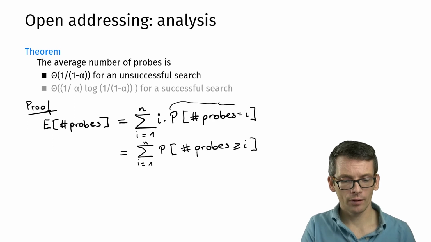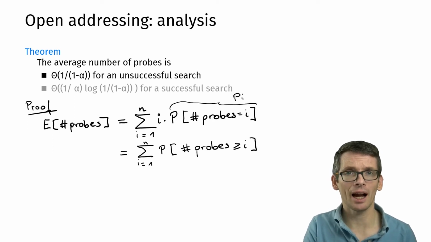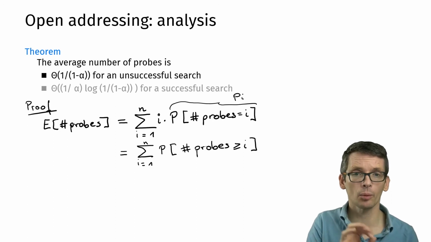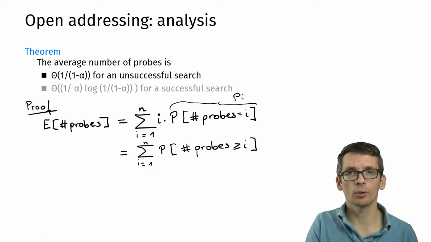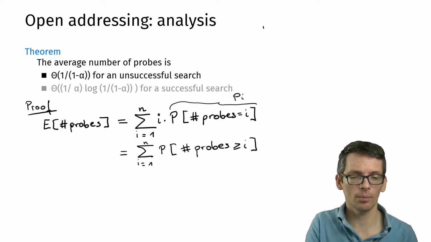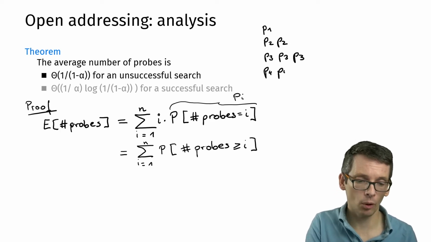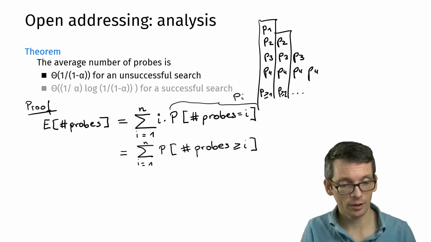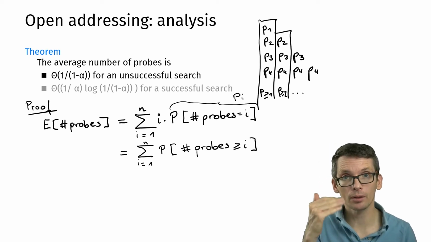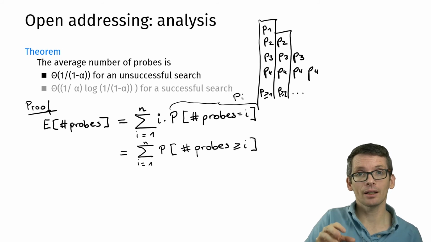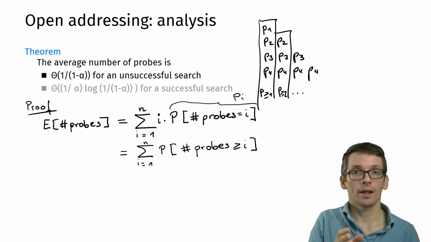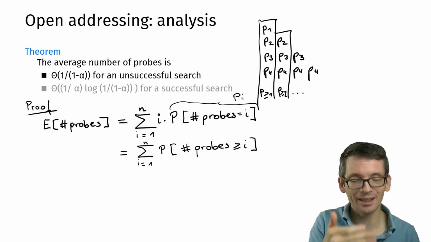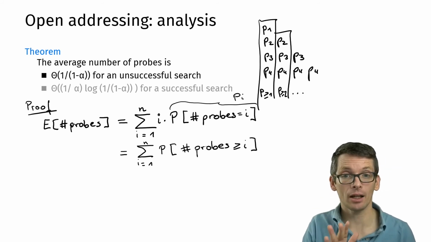And if you haven't seen this way of writing expectation yet, it is very easy to derive. Just think of these values here. Let's call them p_i. So p_i is the probability that the number of probes is i. Then if you split the sum, so you have 1 times p1, you have 2 times p2, which you can write as p2 plus p2, and you have 3 times p3, which you can write as p3 plus p3 plus p3, p4 plus p4 plus p4 plus p4. And now let's sum this up vertically, you could say. So p1 plus p2 plus p3 plus p4 plus p5 and so on. That is the probability that the number of probes is larger or equal to 1. And then p2 plus p3 and so on is the probability that the number of probes is larger or equal to 2. And that's exactly the sum that we have here.